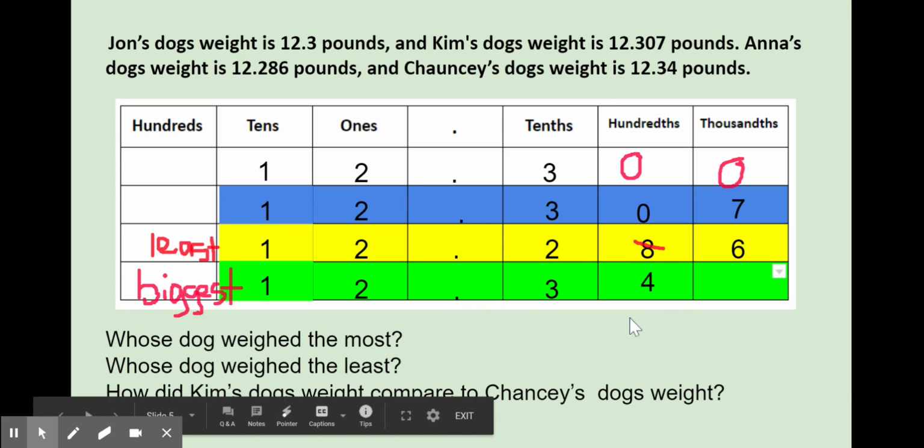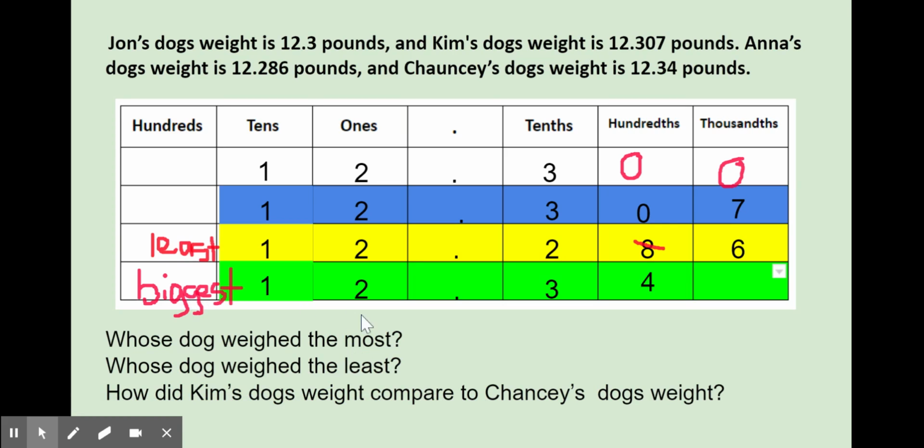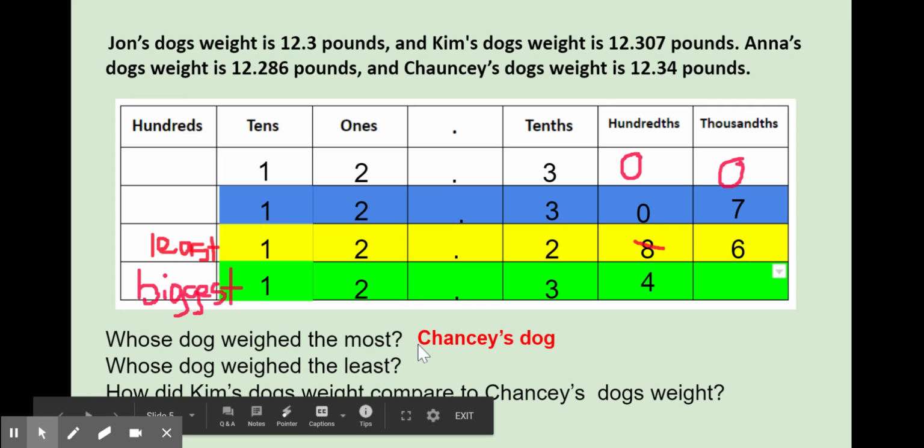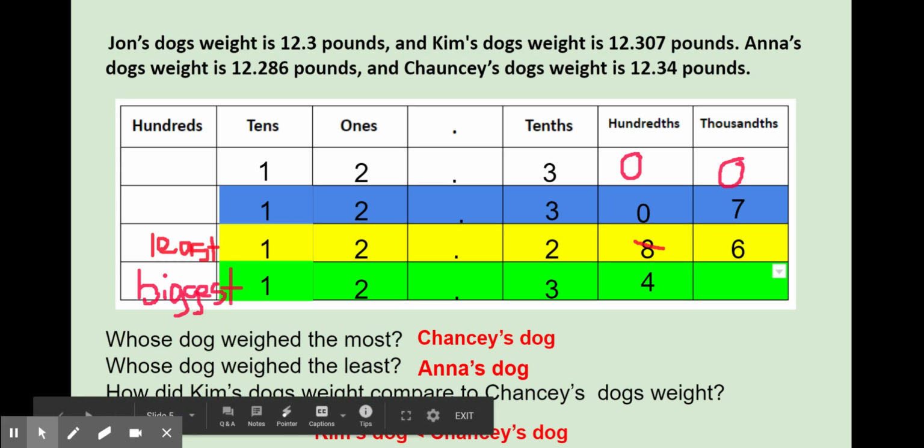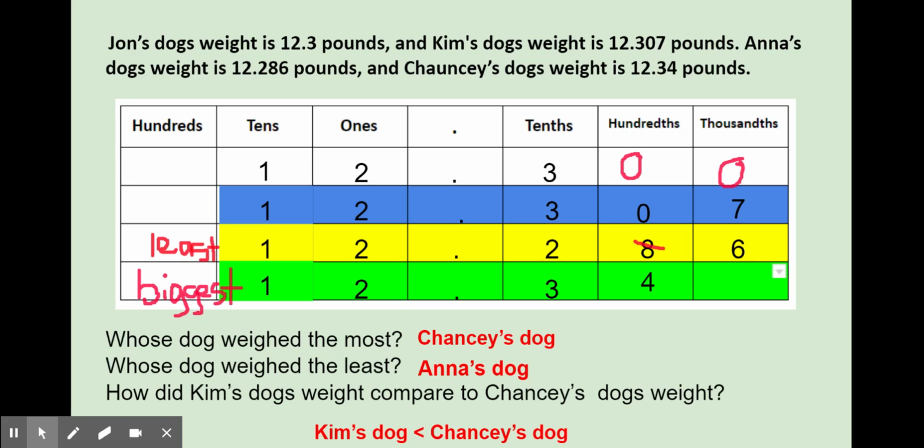So using our strategy of stacking, now we can answer a question. Whose dog weighed the most? Well, we labeled that. Chauncey's dog. Whose dog weighed the least? And we labeled that one. And that is Anna's dog. How did Kim's dog's weight compare to Chauncey's dog's weight? Well, Kim's dog's weight is less than Chauncey's dog's weight.